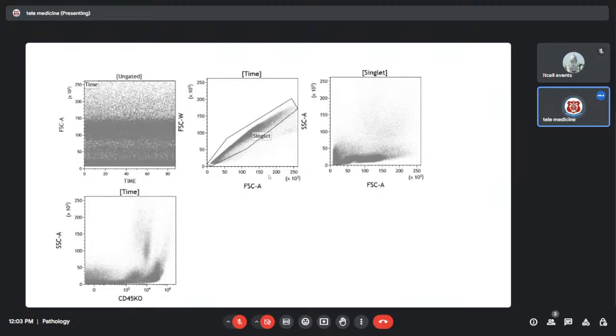Area versus width has been used here to exclude doublets. So remember the pulse height, you had a doublet passing through, you had the first pulse going through interrupted by the second pulse. So the height remained constant, but the area and the width increased. So that is what we are utilizing. But there has to be a linear relationship between area and height.